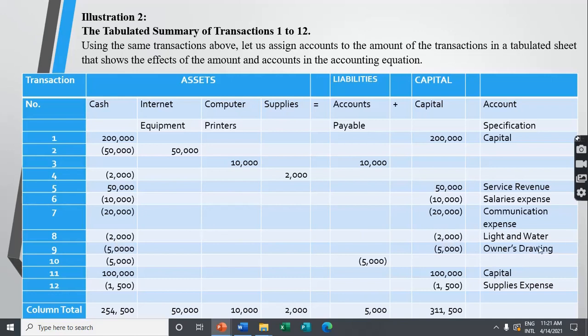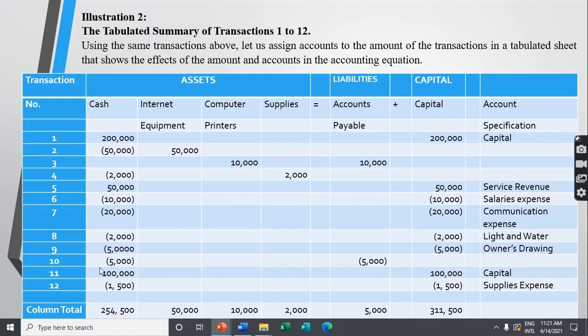And also, dun sa owner sa drawing. So, nag-withdraw si owner for personal use niya for 5,000. So, nabawasan ka ng 5,000. Oh, 5,000 supposed to be ito. 5,000. And also, nabawasan din yung capital mo ng 5,000.